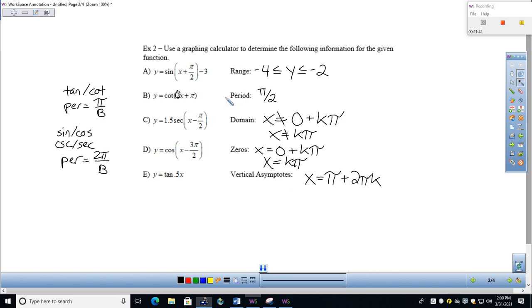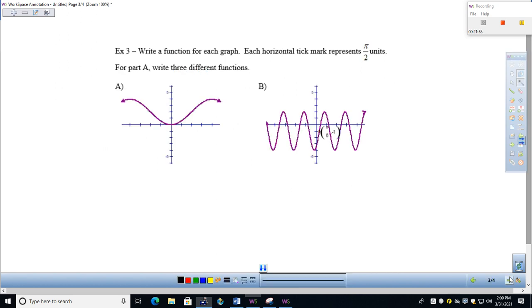All right, let's get into our next, and I believe last, example, broken up into a few parts. Let's see if we can do example 3. It says write a function for each graph. And again, just trying to keep things simple, each horizontal tick mark represents pi over 2. And for part A, write 3 different functions.